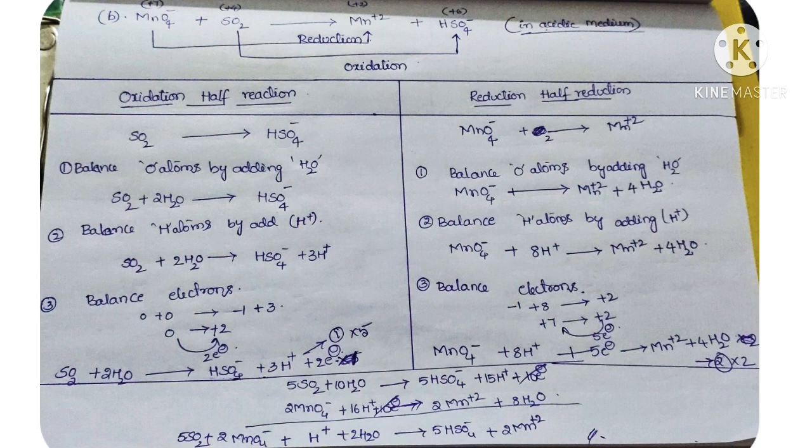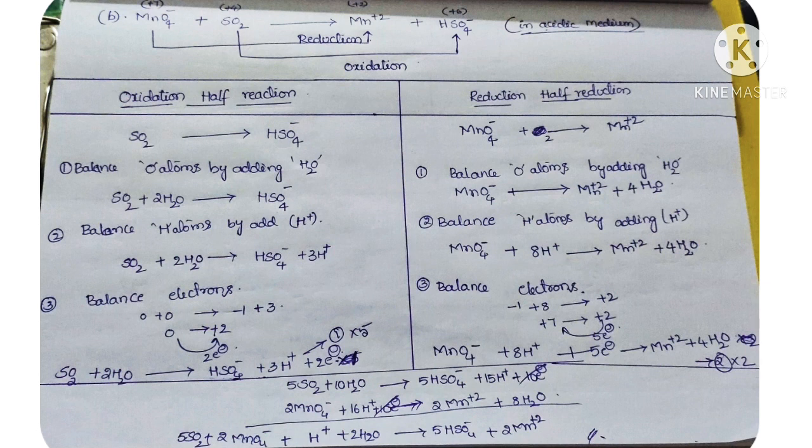We add electrons on the left side. This equation is said to be 1 and this equation is said to be 2. The oxidation reaction is said to be 1 and the reduction reaction is said to be 2. We balance both equations on electrons. So that's why we multiply the oxidation reaction with 5 and the second reaction with 2.